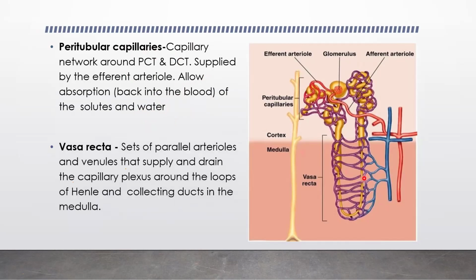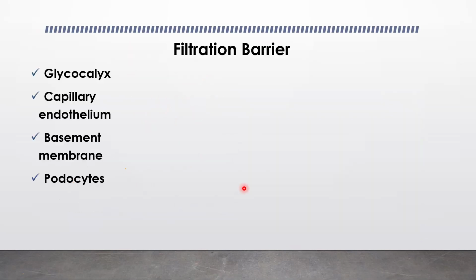Then the other one will be the vasa recta. So you can see the vasa recta here. These are a set of parallel arterioles and venules that supply and drain the capillary plexus surrounding the loops of Henle. So these are vasa recta. Their function ideally is osmoregulation and creating that hypertonic urine.